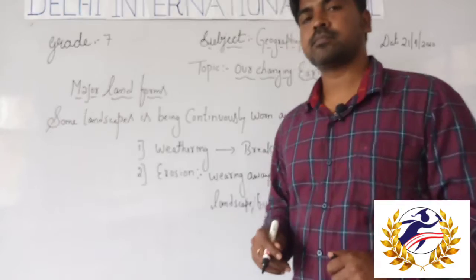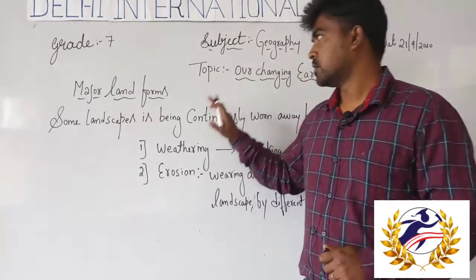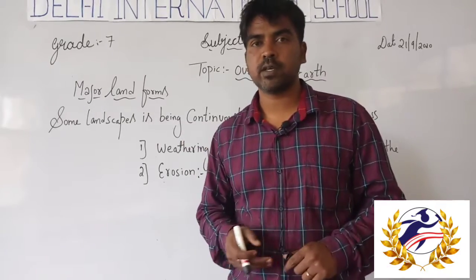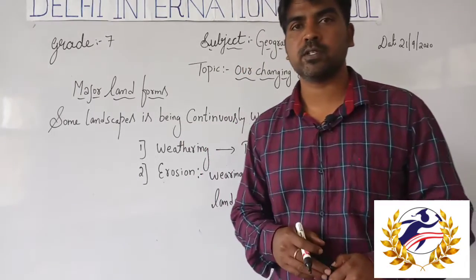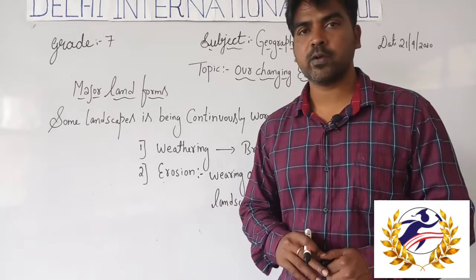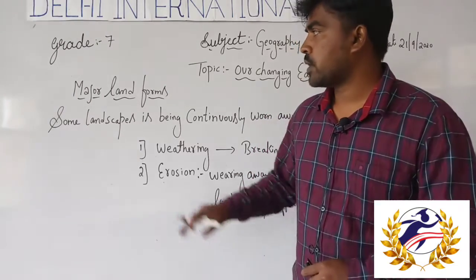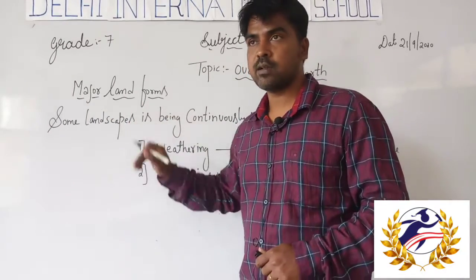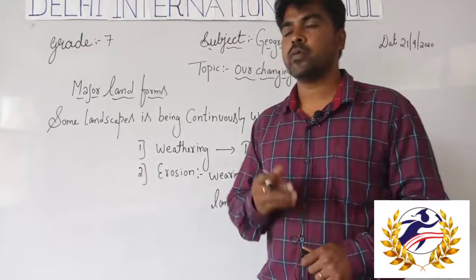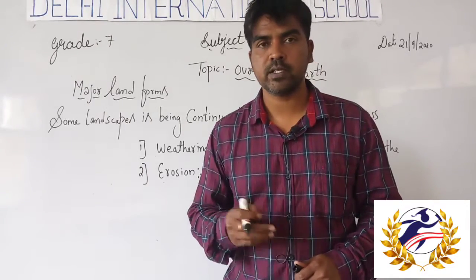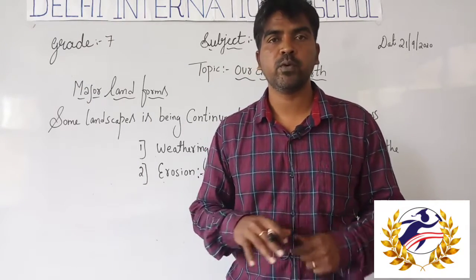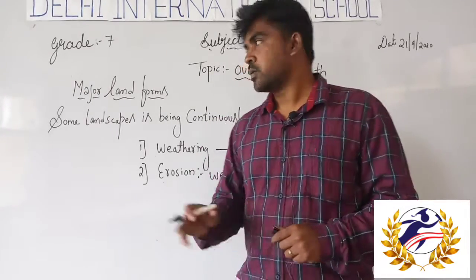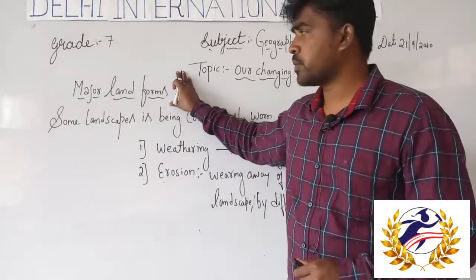Well, students, in the previous class in geography, our changing earth, we discussed the forces of the earth, sudden forces and diastrophic forces, earthquakes and volcanoes, all those things. And today we will discuss the major landforms. Major landforms means the different landforms we know. We have deserts, mountains, plains, plateaus, islands, and beaches. So these are all examples of major landforms.